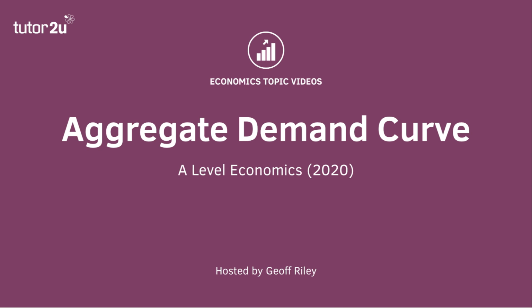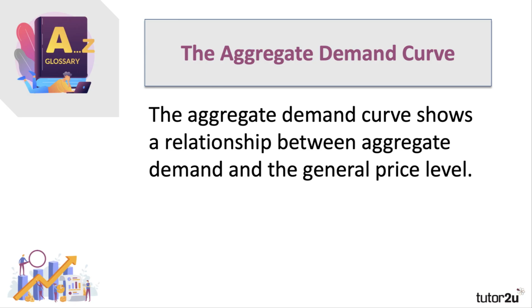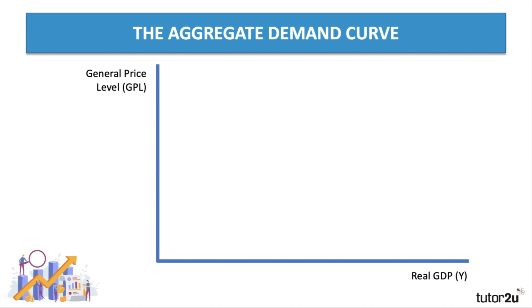Okay, and in the second of our videos looking at aggregate demand, we're going to focus this time on the aggregate demand curve. So the AD curve shows a relationship between aggregate demand, C plus I plus G plus X minus M, and the general price level.